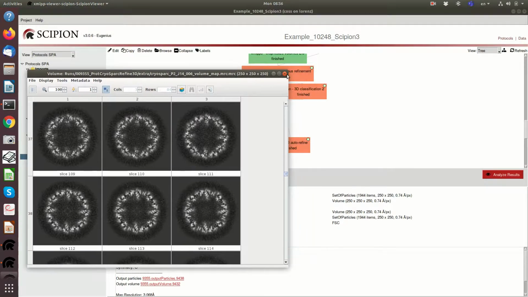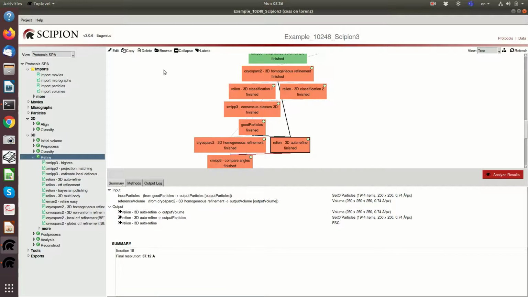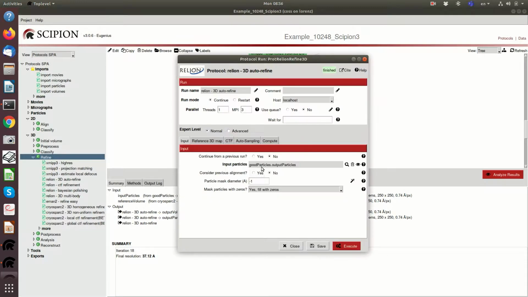And we can repeat the same process, but now with RELION. Again, the main parameters are the same as before.